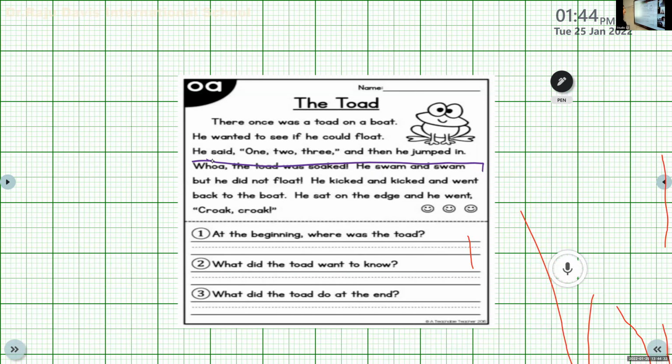Come on, read. The toad. There once was a toad on a boat. He wanted to see if he could float. Could sounds strong. Could. Float. He said one, two, three, and then he jumped in. Very good. Well read.